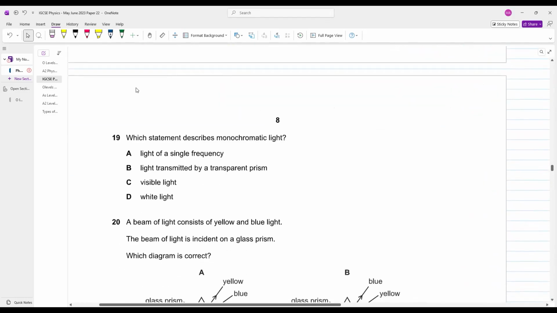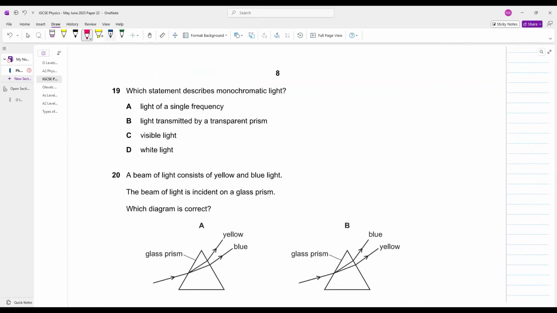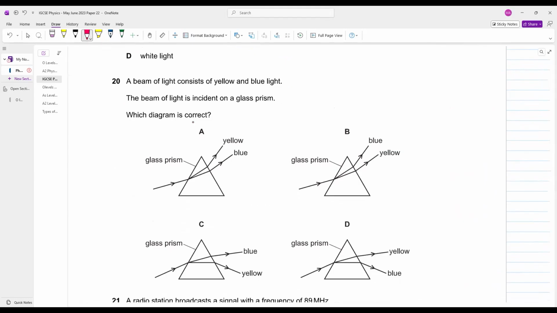Let's move ahead. Which statement describes monochromatic light? A light of single frequency. A is your answer.